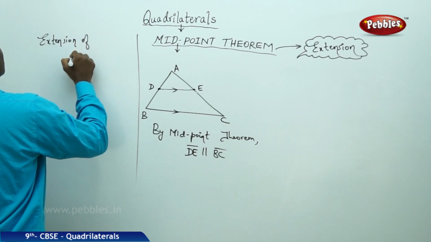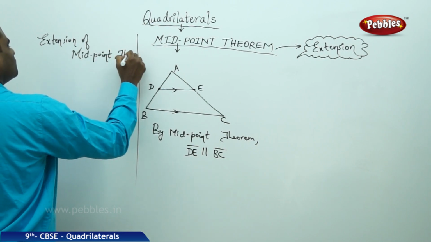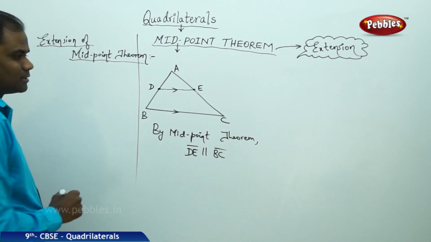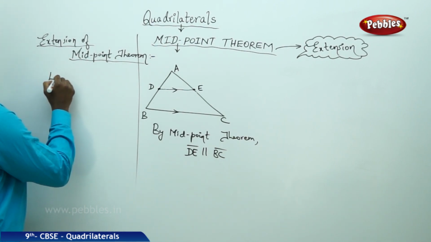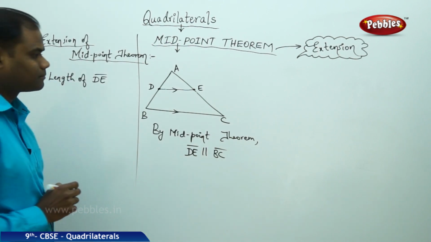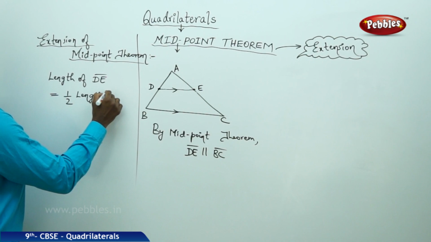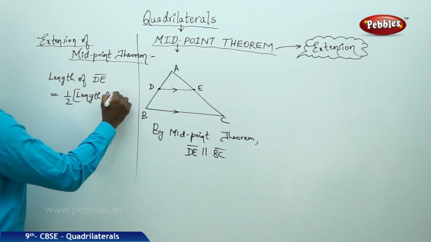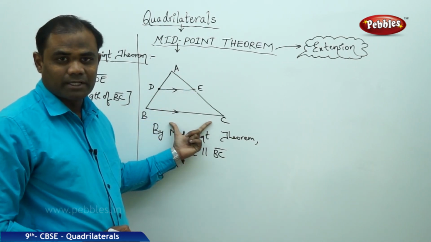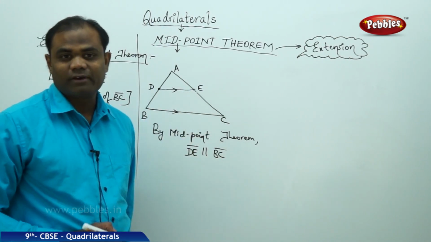Extension of midpoint theorem says that the length of the line segment DE is exactly half of the length of its third side, which is BC. So this length must be half of this. If this is 12 centimeters, this must be 6 centimeters. If this is 7 centimeters, this must be 3.5 centimeters.